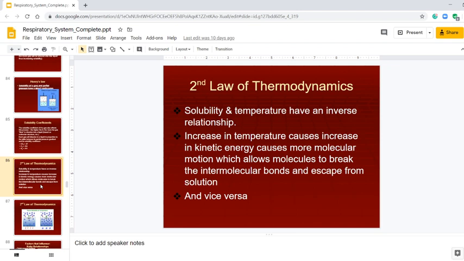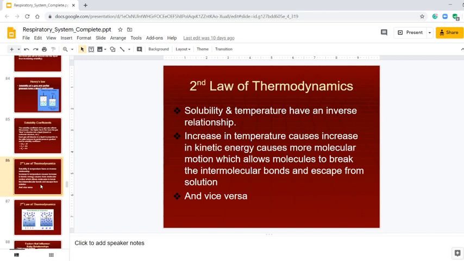If we increase the temperature, it causes an increase in the kinetic energy, which causes the molecules to move around faster, which allows molecules to break the intermolecular bonds and escape from solution.